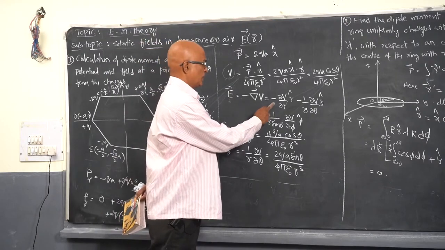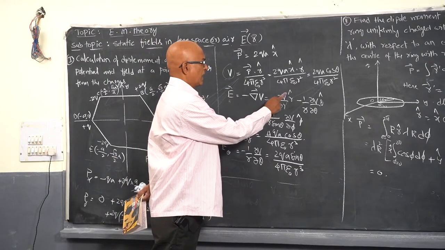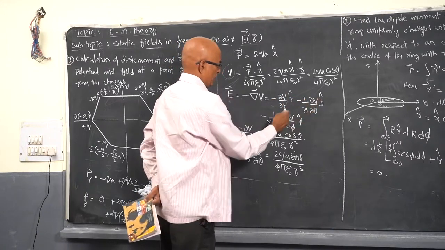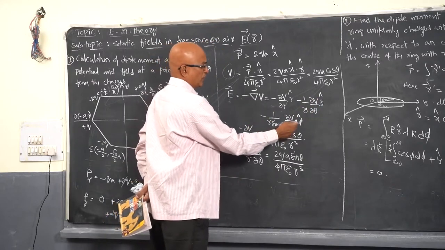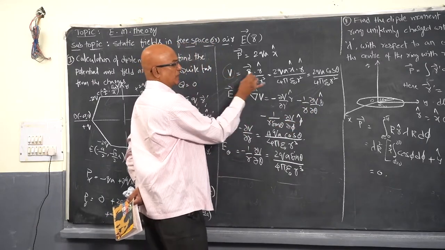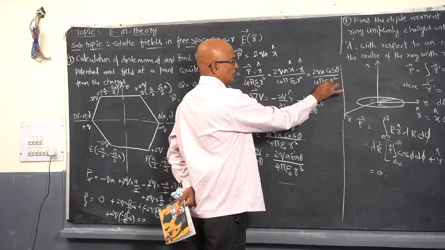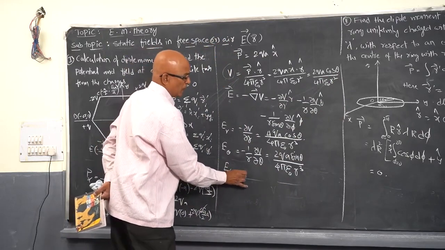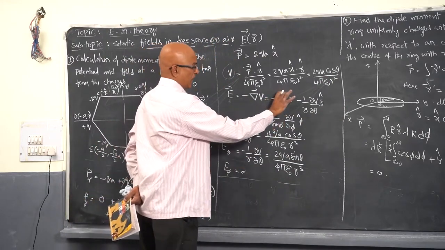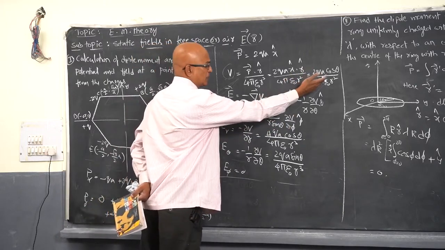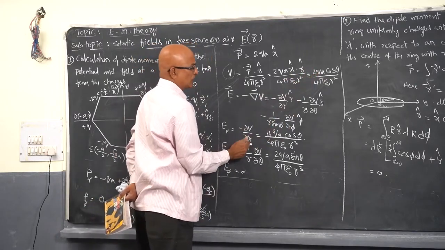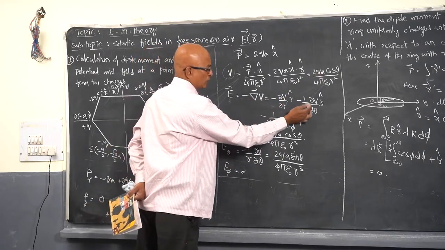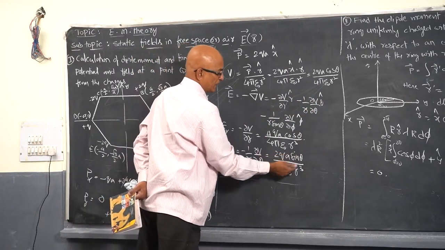Therefore, how much is it in spherical coordinates? Minus dou v by dou r into r cap, minus 1 by r into dou v by dou theta into theta cap, minus 1 by r sin theta into dou v by dou phi into phi cap. But the potential of this charge configuration consists of only theta and r terms, no phi terms. So the phi component is 0, but we have to evaluate the r component of the electric field. So differentiating this with respect to r, minus dou v by dou r, you will get this. Differentiating with respect to theta, you will get E theta is equal to minus 1 by r into dou v by dou theta, that is 2 qa sin theta by 4 pi epsilon r cube.